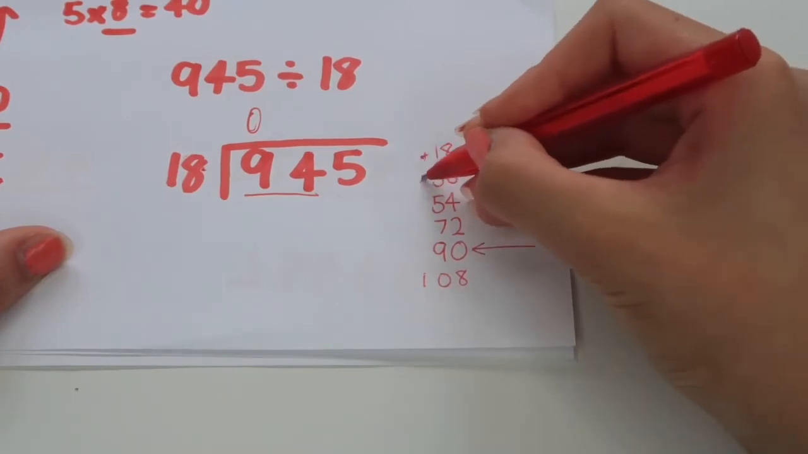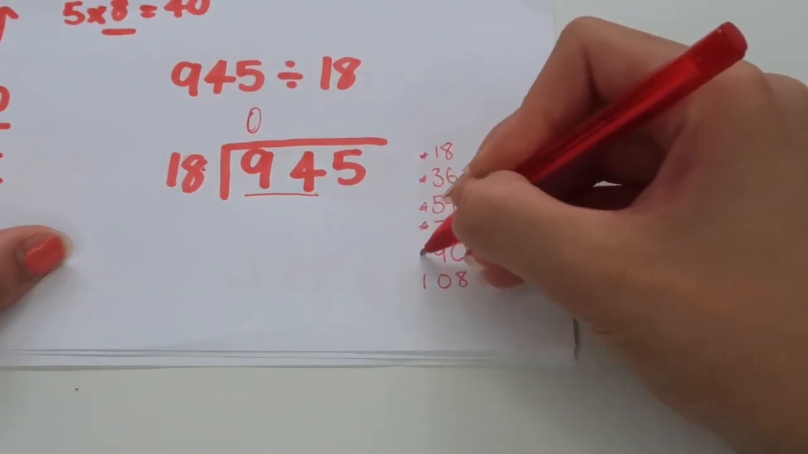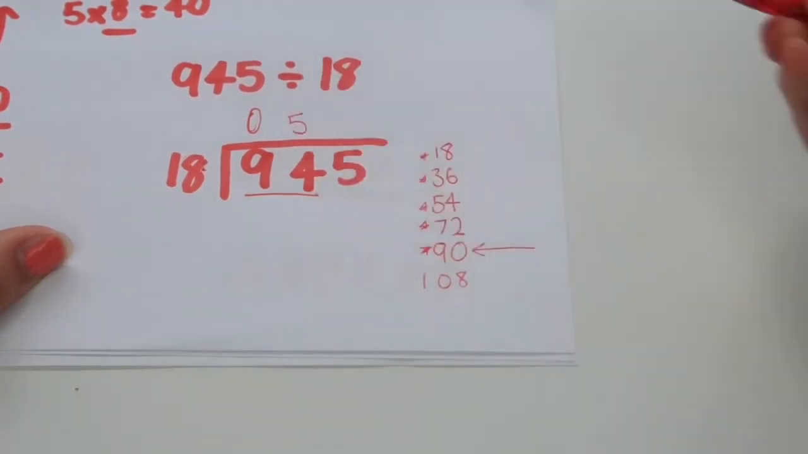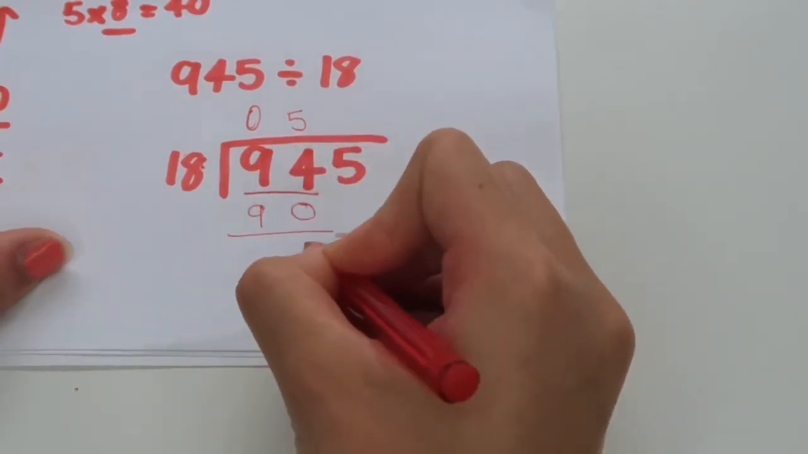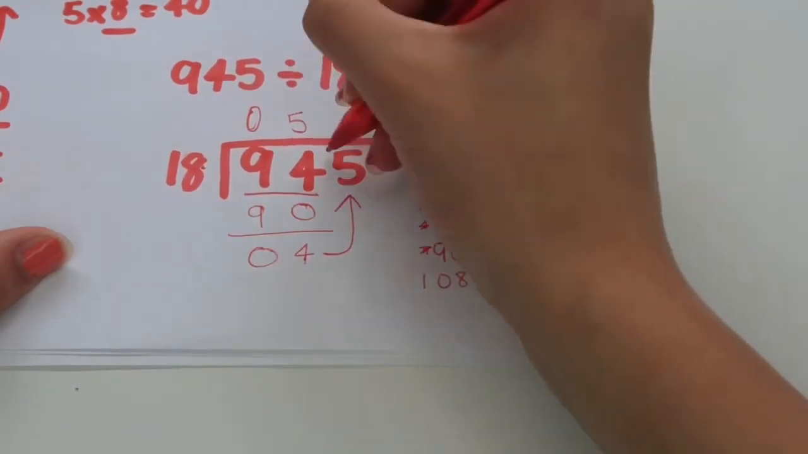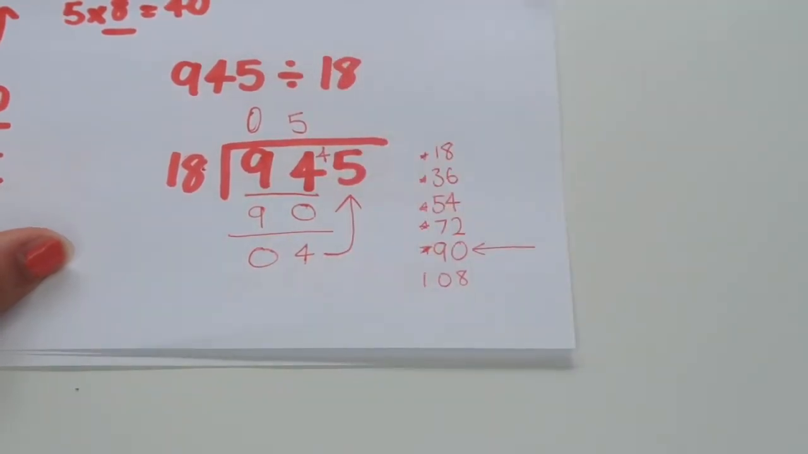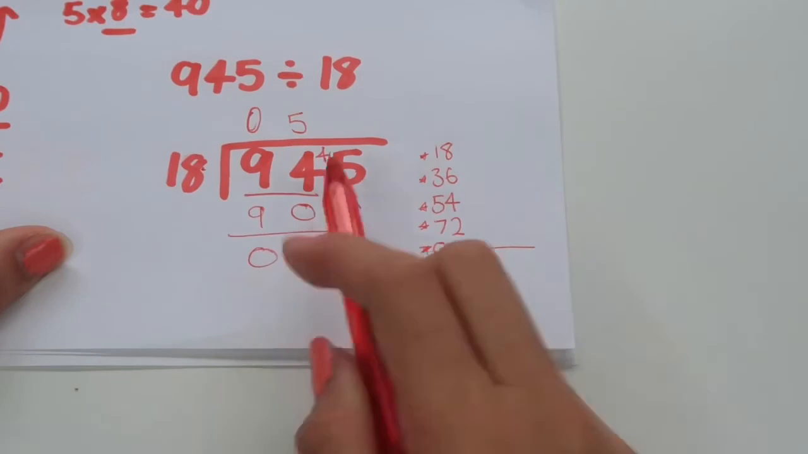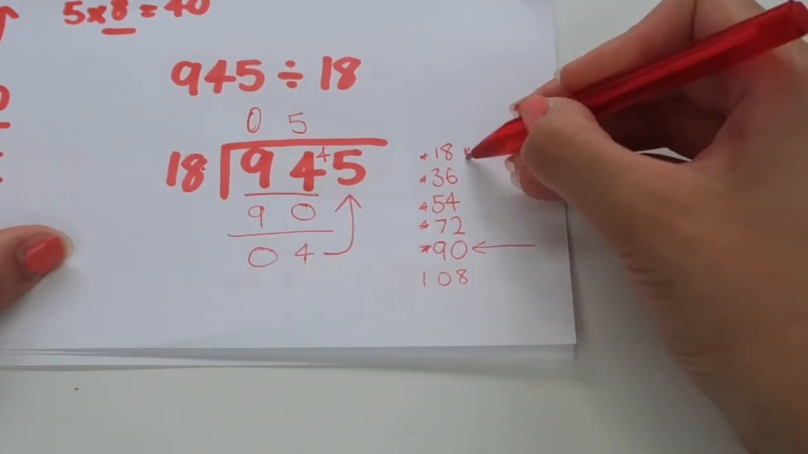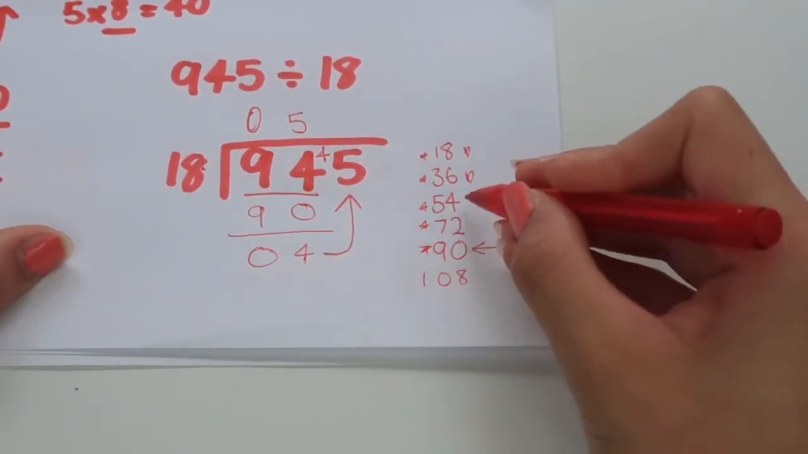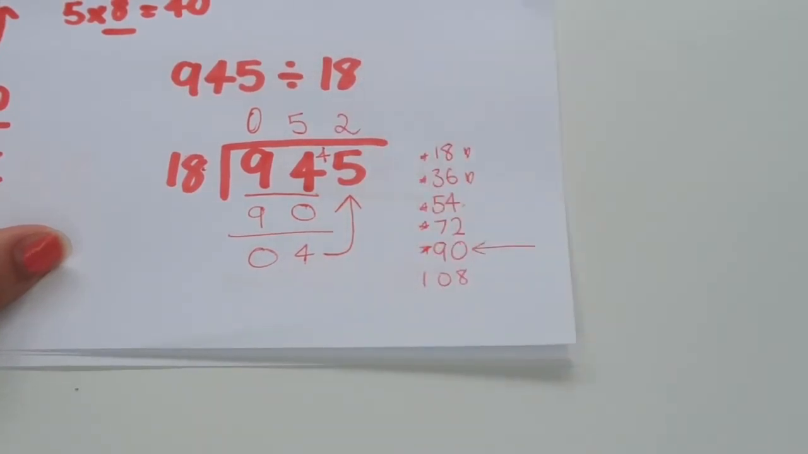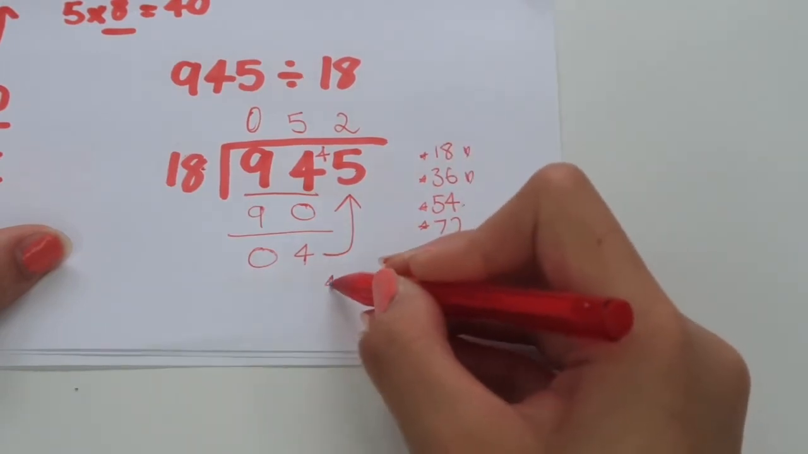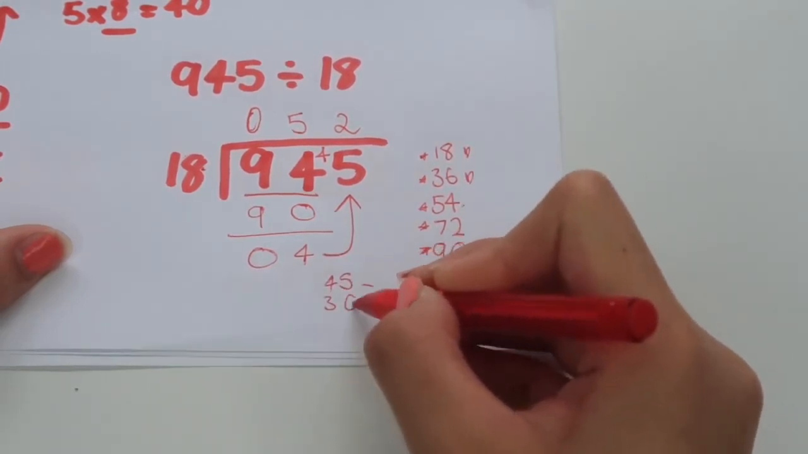So we can fit 1, 2, 3, 4, 5 lots of 18 into 94. So now we find out how much we've got left, which is 4. We take the 4 up to the 5 to make 45. We can see that we can fit 18 into 45 once, twice, and not a third time. So we write 2 above the 45. So now we do 45 minus 36, which gets us 9.